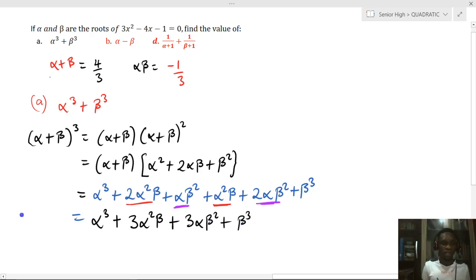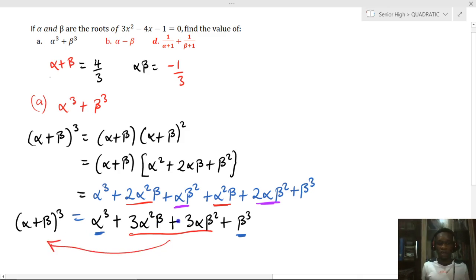Now remember, this is the expansion for alpha plus beta raised power 3, but our main aim is to get the value of what? Alpha raised power 3 and beta raised power 3, because that is where we're aiming for, because this is the equation they gave to us. Therefore, if I take all these values here to the other side of the equation, this will turn to negative, and then I can have my value remaining as just what?